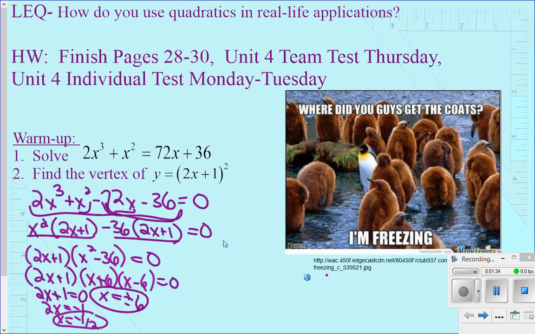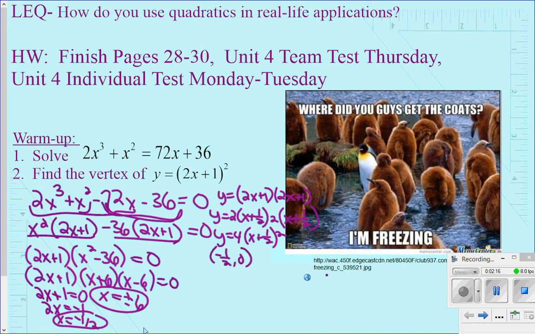Number 2, finding the vertex. So you have two options with that. You can either think about the fact that this is 2x plus 1 and another 2x plus 1. So I can pull out a 2 from each of those. And when I do that, I have 2 times the quantity x plus 1/2. So I have 2 2's, so I have 2 times 2, which is 4, and I have x plus 1/2, the quantity squared. So that's one way to do it. Now it's in vertex form, and I can see that the vertex is negative 1/2, 0.